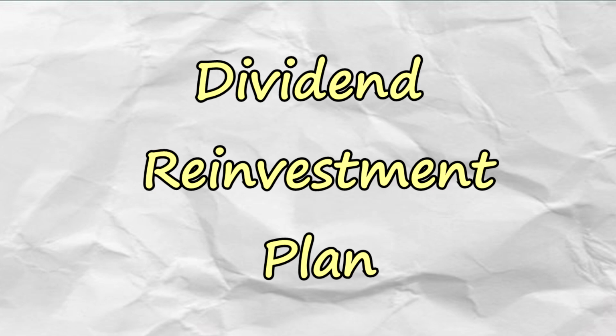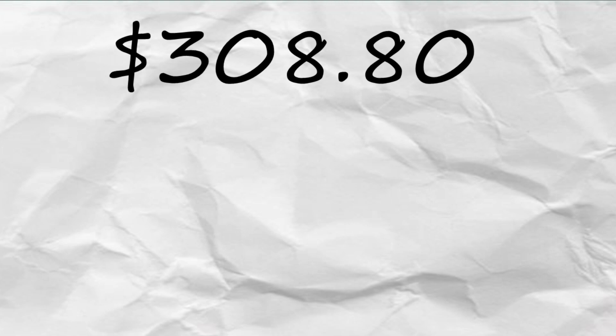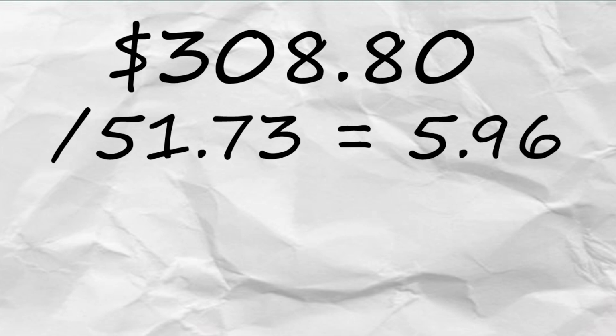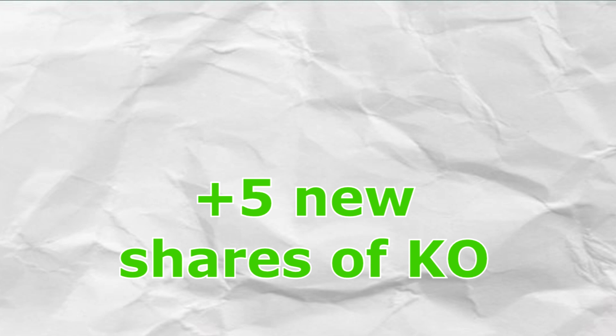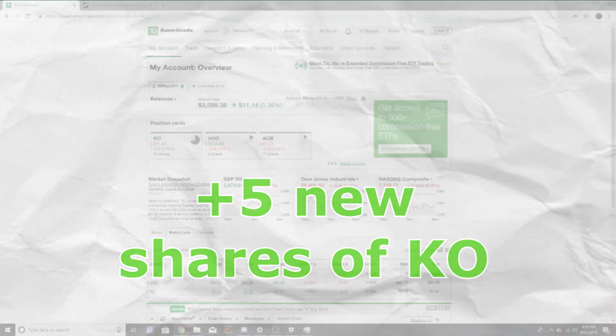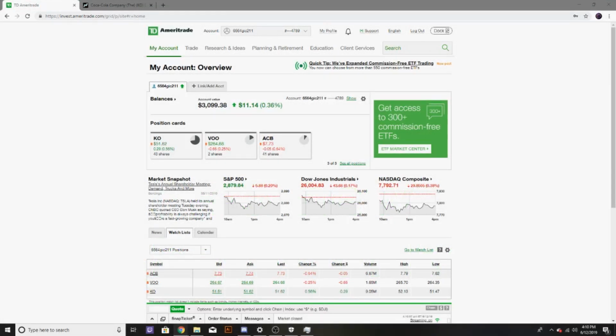Where this gets really good, and where you have to show a little bit of discipline, is setting up a DRIP. So what is a DRIP? It's a dividend reinvestment plan, and what this will do is take that $308.80 and buy more shares of Coca-Cola, which means more money off dividends the next year. So once you've done that, quarter after quarter, year after year, you'll take the dividends and reinvest them into more Coca-Cola, which means more dividends, which means more money every year.